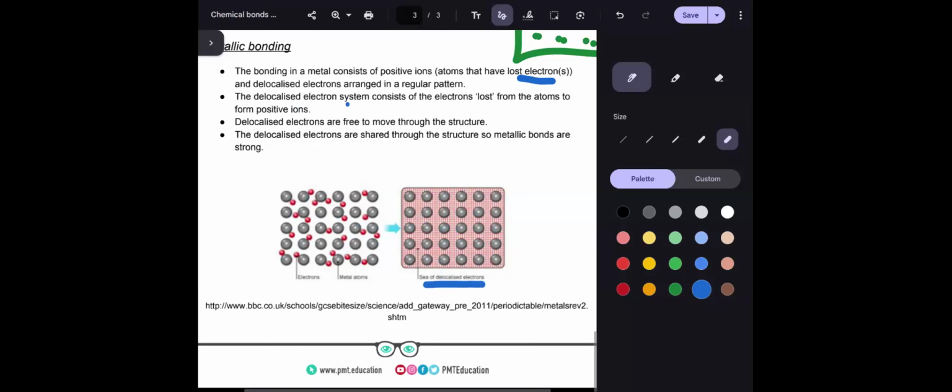So the delocalized electron system consists of electrons lost from the atom to form positive ions, right? And then delocalized electrons are free to move throughout the structure, and they interact with those metal ions to form metallic bonding. The delocalized electrons are shared throughout the structure, so metallic bonds are strong, right? So metallic bonding is the bonding between positively charged ions and delocalized electrons in a lattice structure, right?